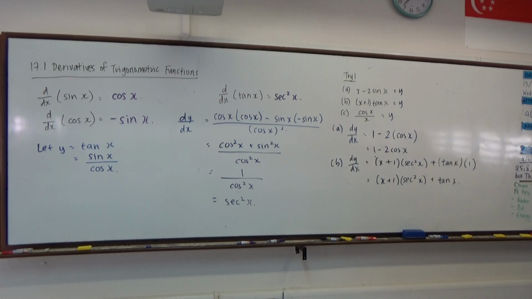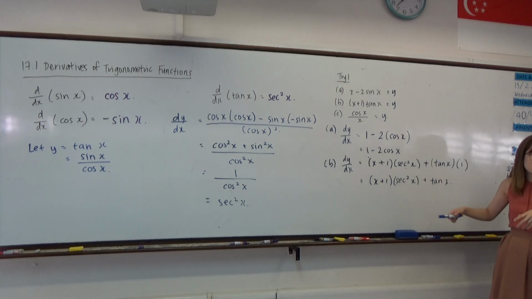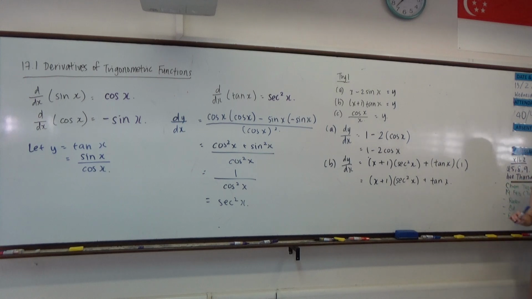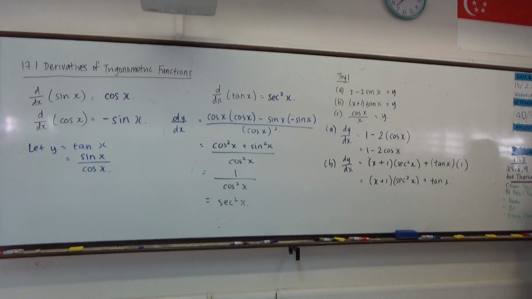You can simplify, putting everything into one fraction, but I don't want to write so much. You do not need to unpack this secant square x into 1 over cosine square, and this one change to sine over cosine. That one no need. Just keep it to this simple form already.